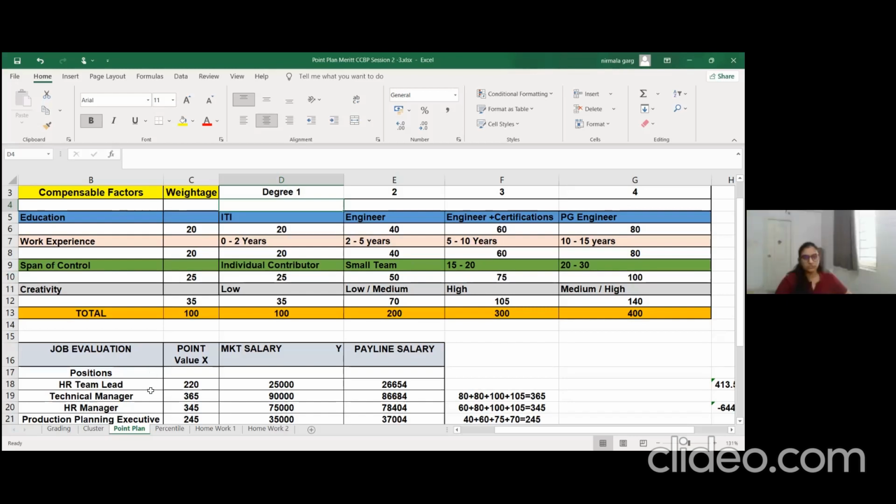Okay. As per the job description, I saw that this team lead needs post-graduation. So how many points will I assign? I want a little participation. Anybody, open up and tell me how many points will I assign under the compensable factor education? Shauli? 20 into 4, 80. So it needs post-graduation, so what will I say? 80 points, because it is at degree 4.